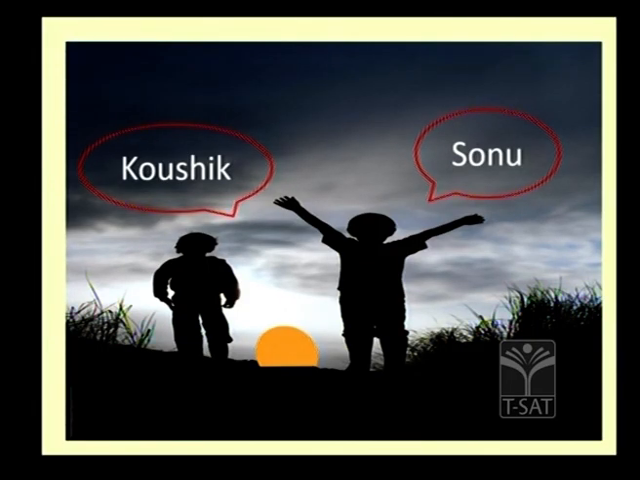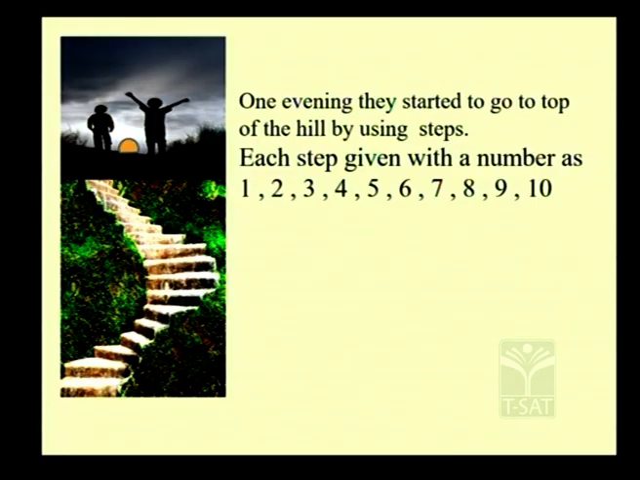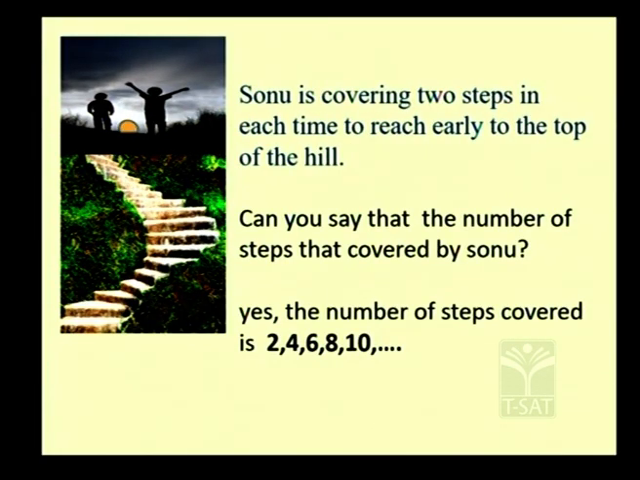Kaushik and Sonu are two brothers. Sonu and Kaushik want to observe the sunset from the top of the hill in their village. The sunset is very, very beautiful, you know. One evening they started to go to the top of the hill by using steps. Each step is given a number as 1, 2, 3, 4, 5, 6, 7, 8, 9, 10 and so on. Sonu is covering 2 steps each time to reach the top of the hill early.